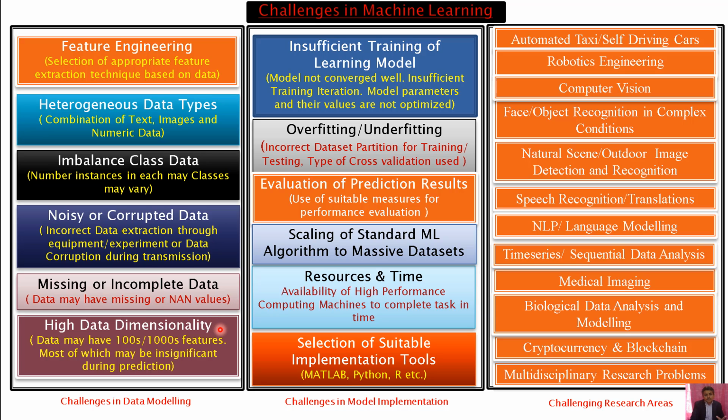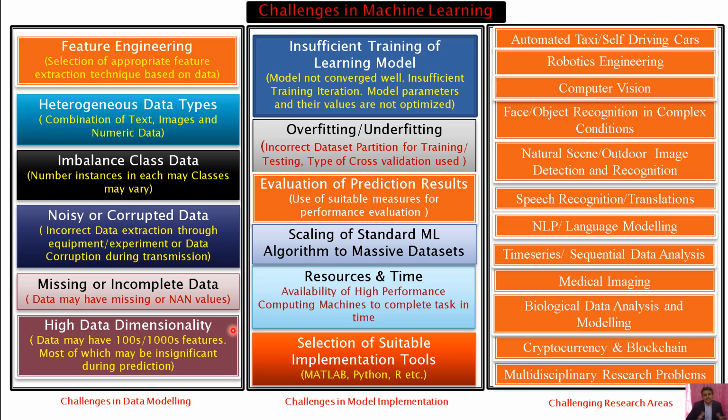The most important problem that may arise during machine learning is high data dimensionality. The data we have obtained from different experiments, through feature engineering or any other method, may have high dimensions. The dimensions may be in hundreds or thousands of features. From those features, only a few may be significant and others may be less significant. Many features may be redundant or may not contribute during modeling. So we have to remove those features.